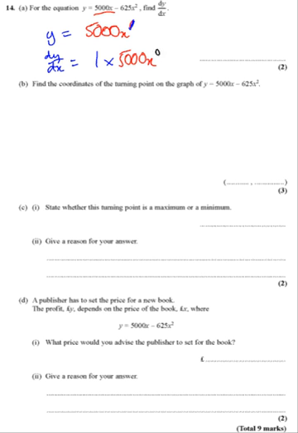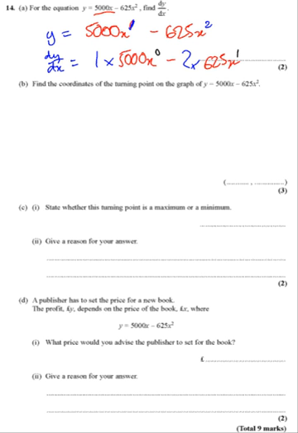And we do the same for 625x squared. For that bit, it's going to be 2 times 625x, and we bring the power down by 1. Okay, so that's the basic principle. You take the power, bring it to the front, and then bring the power down by 1. So bring it to the front, multiply it by that expression, and then bring it down by 1.